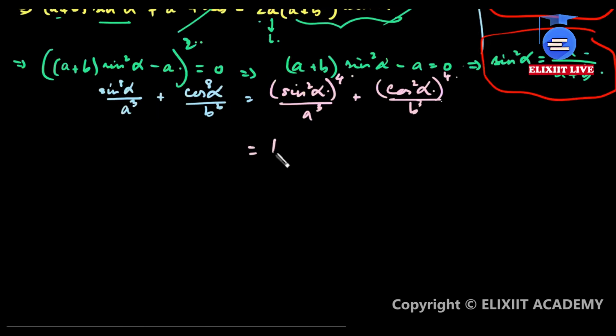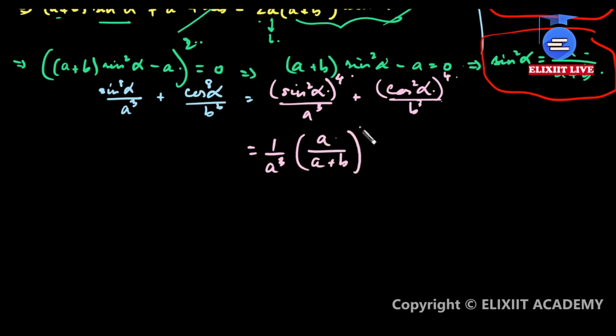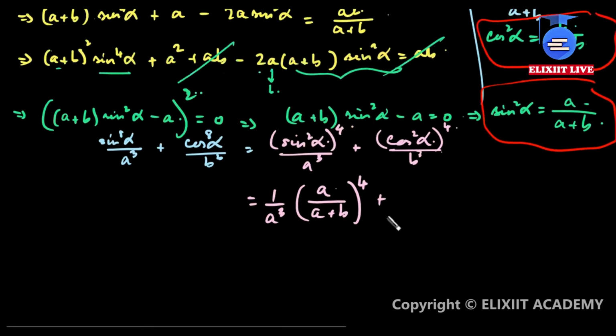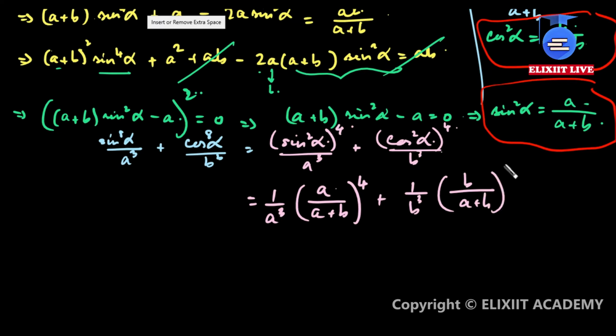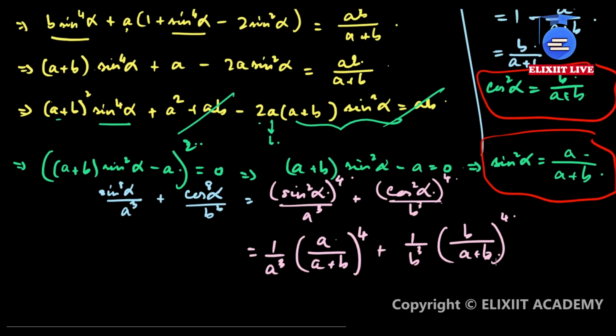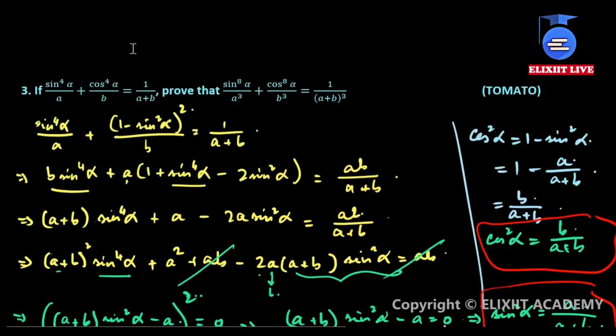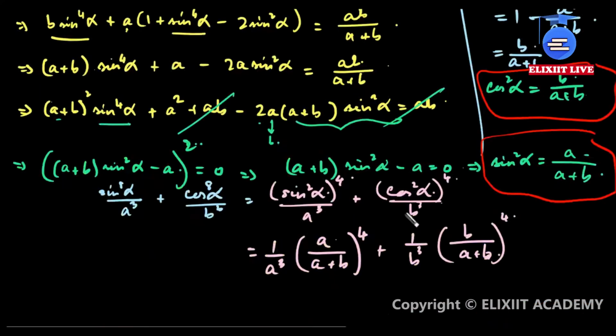Sine square alpha, this is 1 by a cube times a by a plus b whole to the power 4, plus cos square alpha, this was b by a plus b, so 1 by b cube times b by a plus b whole to the power 4. Now you all can simplify from here itself, at least. You will get this answer to be 1 by a plus b whole cube. There will be cancellations. Very easy, nothing difficult over here.